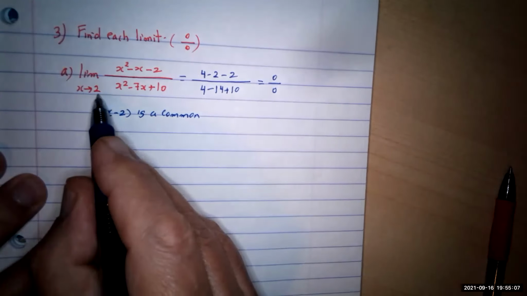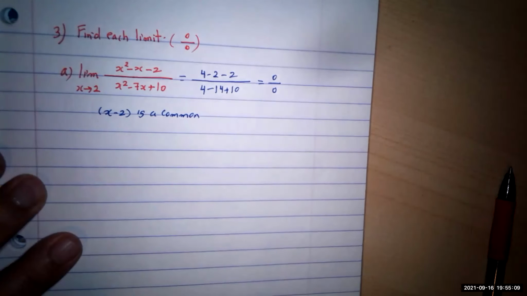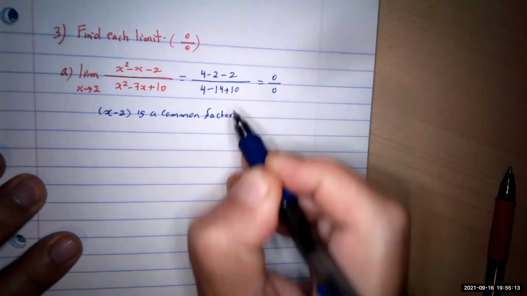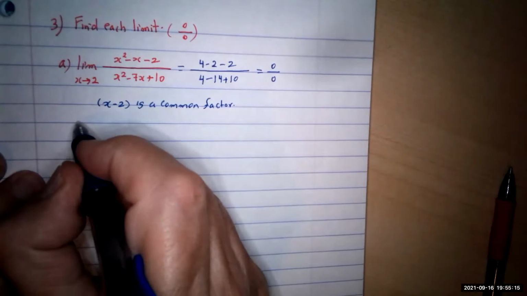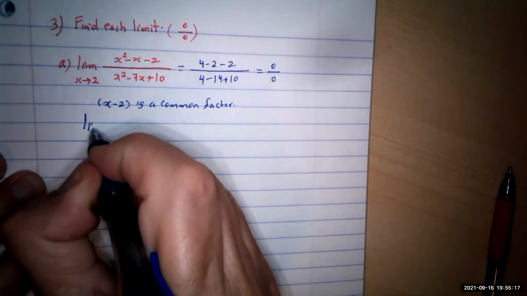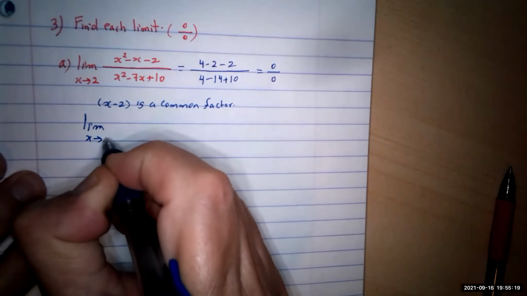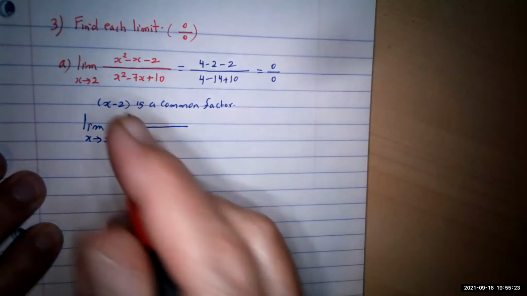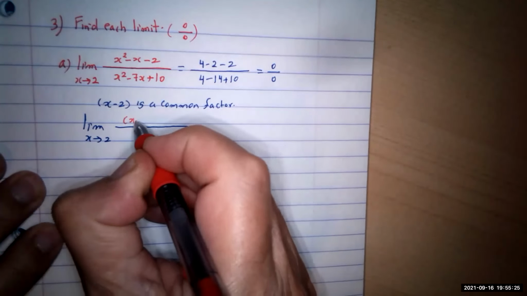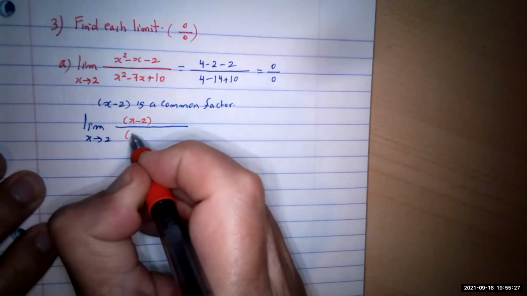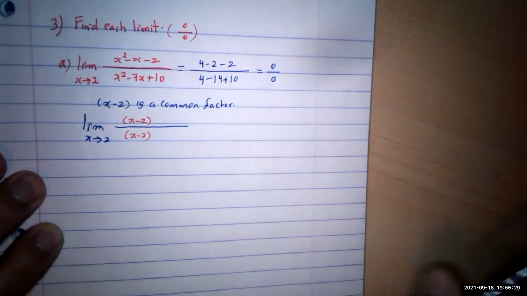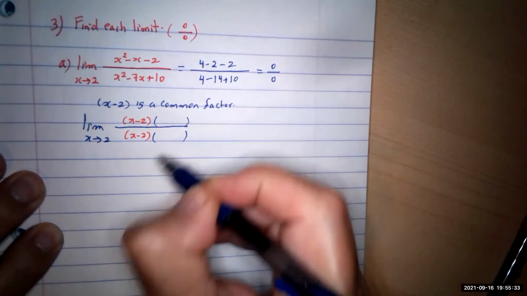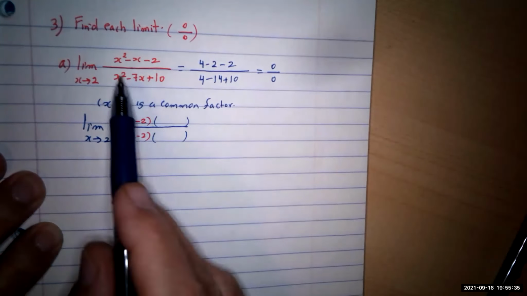Whatever the number is, you move it to the other side. So x minus 2 is a common factor. Okay, so go back and rewrite it. This is the limit as x goes to 2. You see, you already have one factor, and that will help you do it quickly. That's x minus 2, and that's x minus 2. So your job is to find the other factors. For the other factor, you check this one first.